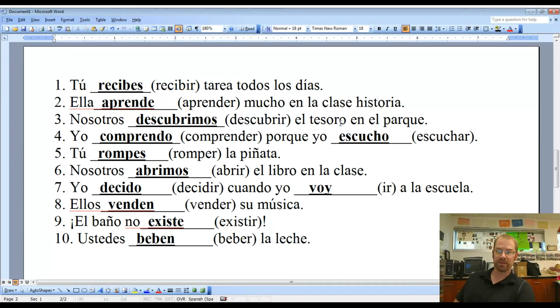If you haven't learned ir yet, it's an irregular verb. Voy, vas, va, vamos, and van. 8, ellos venden su música. 9, el baño no existe. Y 10, ustedes beben la leche.